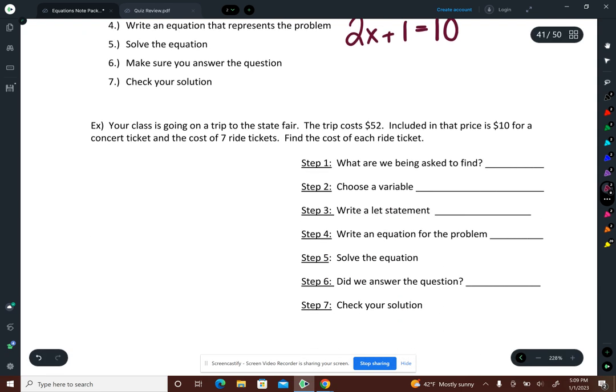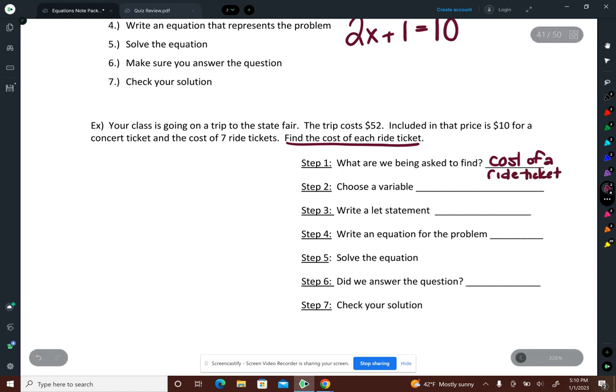So if we look at our first example, it says your class is going on a trip to the state fair. The trip costs $52. Included in that price is $10 for a concert ticket and the cost of 7 ride tickets. Find the cost of each ride ticket. So the first thing I need to know is what is it asking me to find? So it says that right here in the last sentence. We're trying to find the cost of each ride ticket. So I'm going to say cost of a ride ticket.